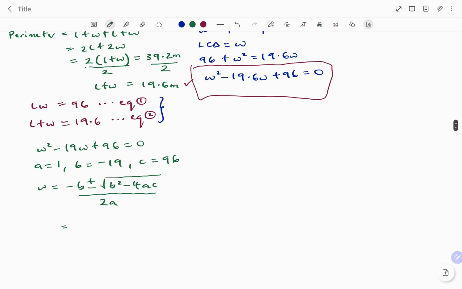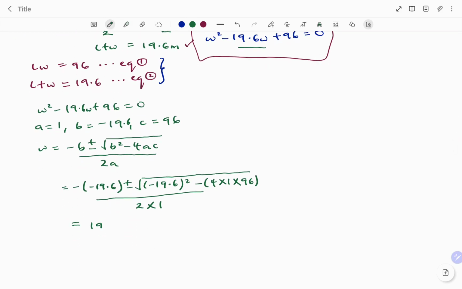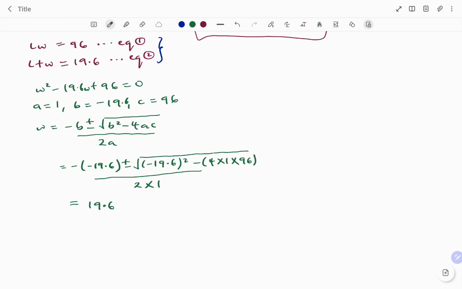So putting in the values, I have minus B, that's minus in bracket minus 19.6. I'm going to correct that here. I have 19.6. So that's 19.6, plus or minus square root of B squared, that's minus 19.6 all squared, minus 4 times A is 1, times C is 96, close bracket, all divided by 2 times A is 1. What I have is 19.6 plus or minus 0.4 all divided by 2.